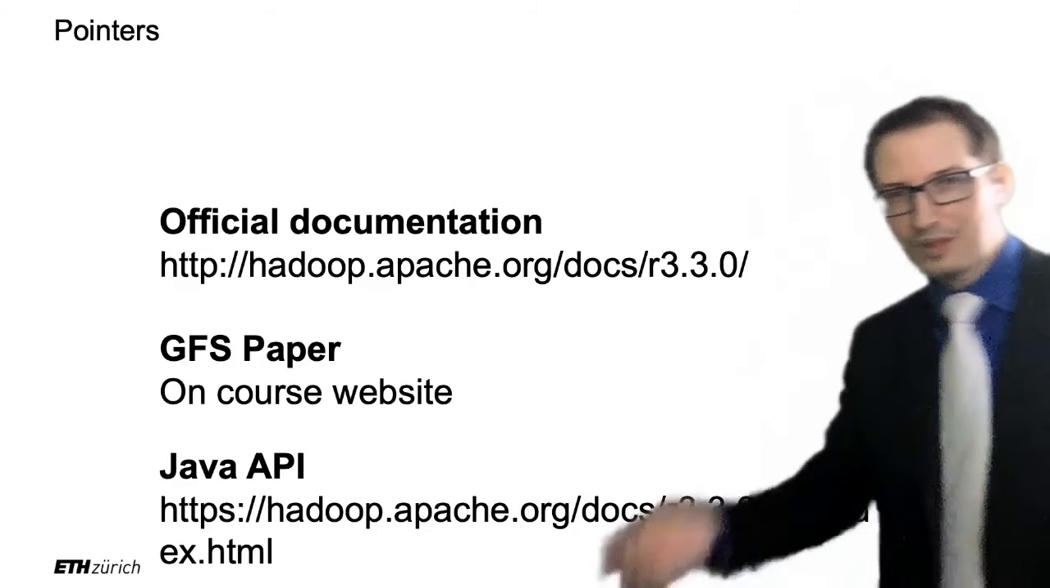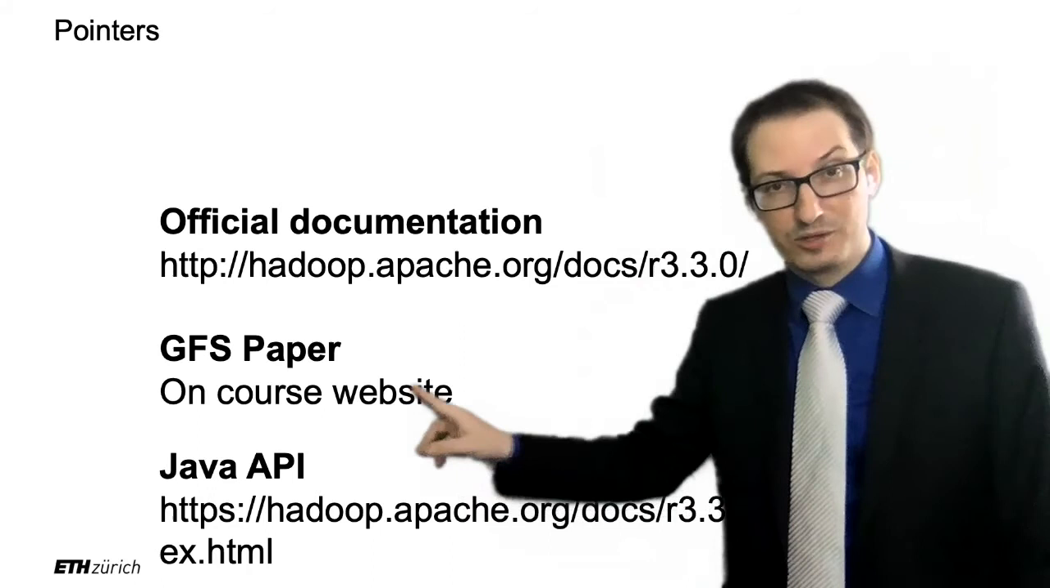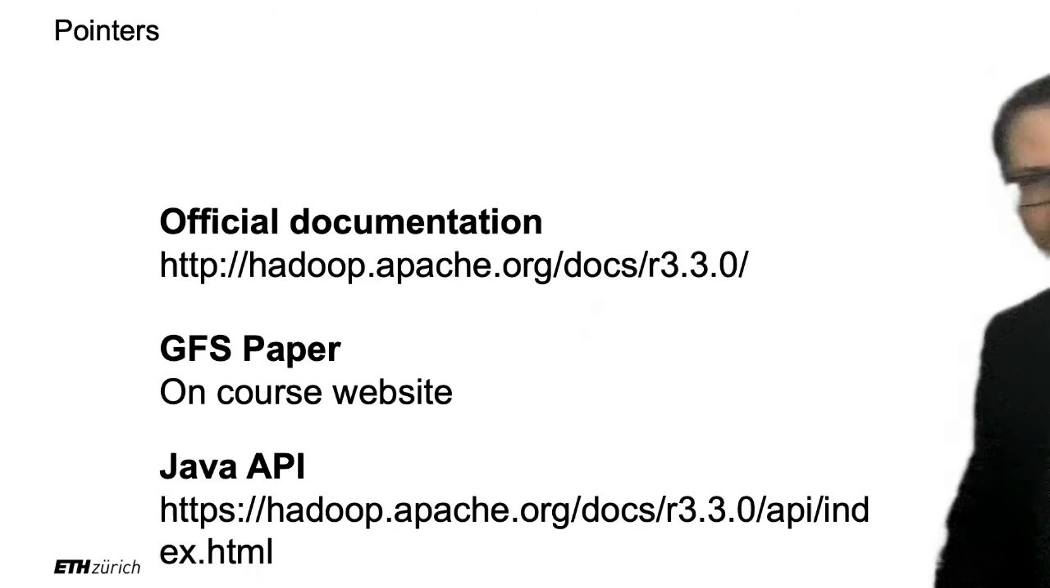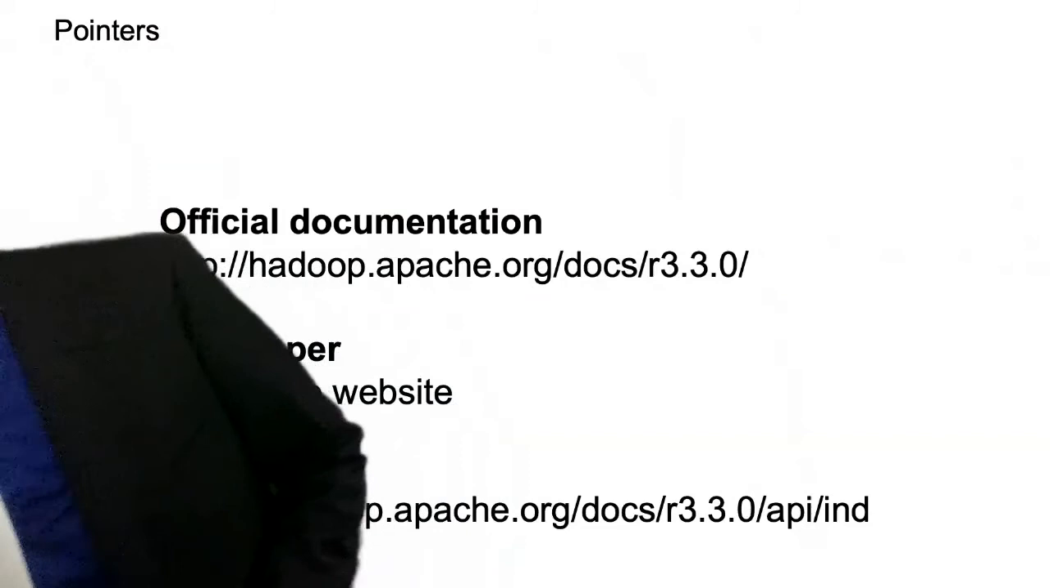All right, so there's an official documentation that you can look at. There's the GFS paper. If you want, it's optional, but the HDFS paper is the mandatory one, the original one. You can also look at the Java API if you're interested, but this is really optional. It's just if you want to get an impression of how the source code looks like, right? So with this, we complete today's lecture on HDFS.